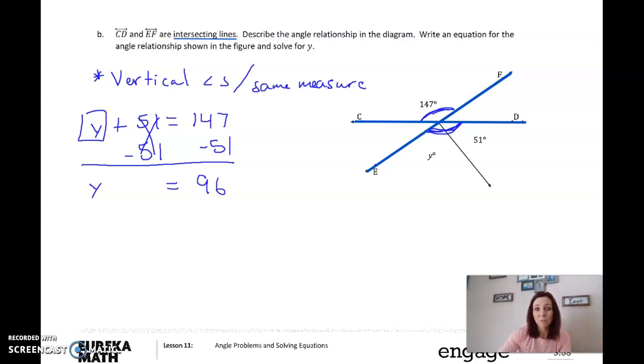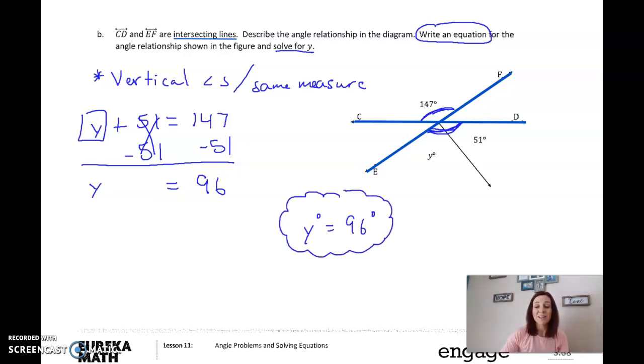So this part right here is really important, guys. We want to practice writing equations because that's what this whole topic is about. And then solve for y. Did we do that? Sure. Y degrees is actually 96 degrees. So what we're doing in lesson 11, still on angle problems and solving equations, is combining angle relationships and writing and solving equations to solve those. So we really can practice both.